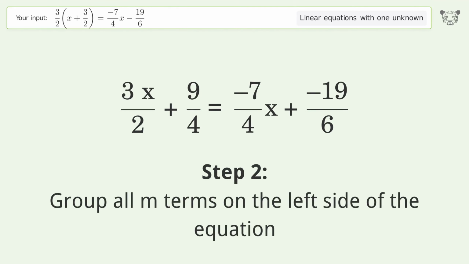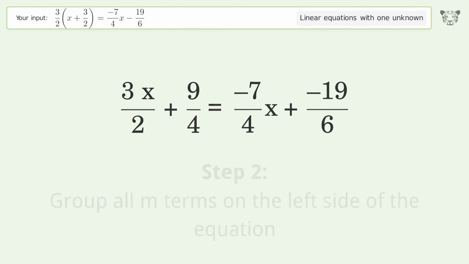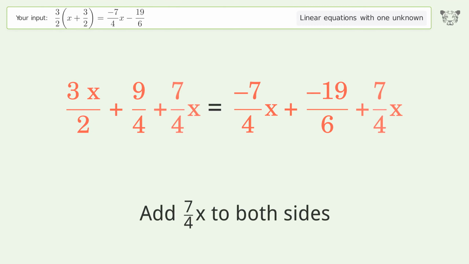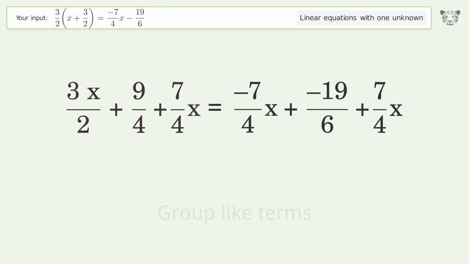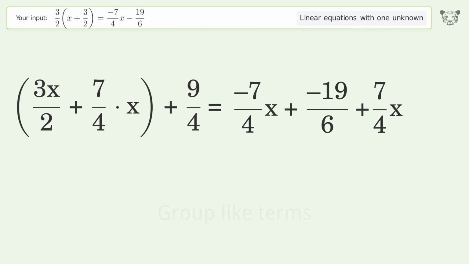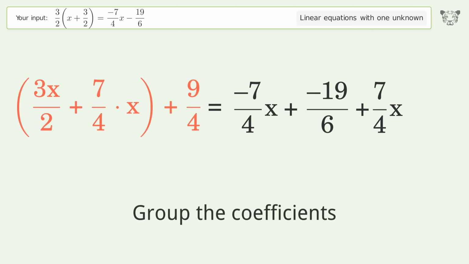Group all m terms on the left side of the equation. Add 7/4x to both sides. Group like terms. Group the coefficients.